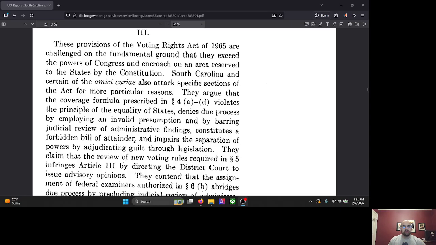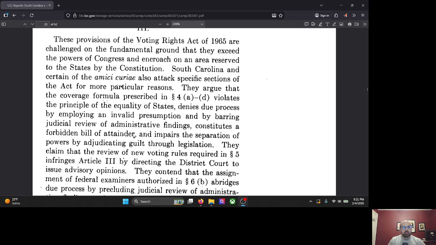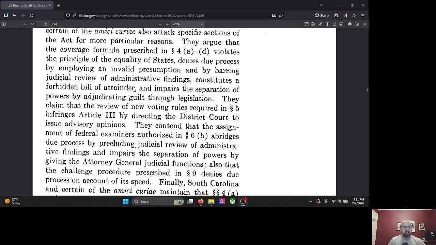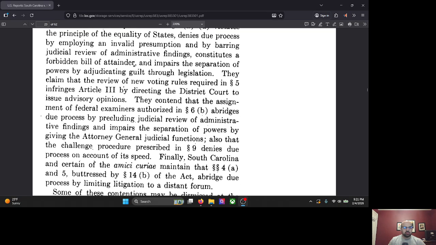They argue that the coverage formula prescribed in subsections 4A through D violates the principle of equality of states, denies due process by employing an invalid presumption, and by barring judicial review of administrative findings, constitutes a forbidden bill of attainder, and impairs the separation of powers by adjudicating guilt through legislation. They claim that the review of new voting rules required in subsection 5 infringes Article 3 by directing the district court to issue advisory opinions.